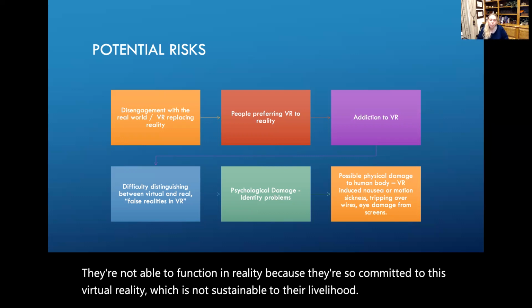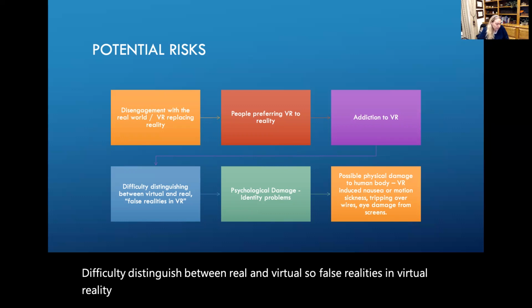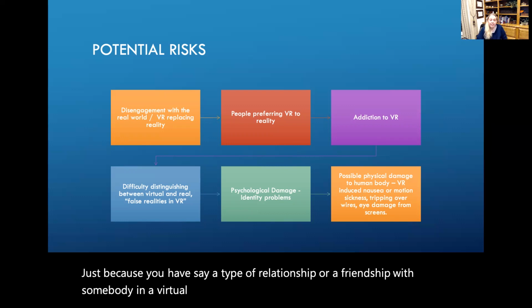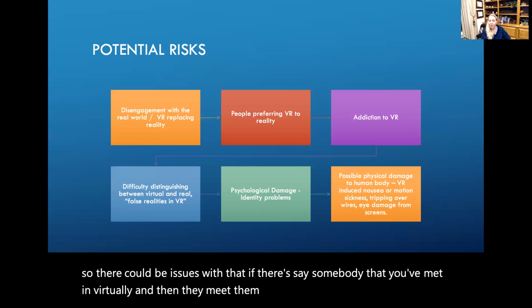Difficulty to distinguish between real and virtual. So, false realities in virtual reality. Just because you have, say, a type of relationship or a friendship with somebody in a virtual world, it can be very different in a physical world. And so there can be issues with that if there's, say, somebody that you've met virtually, and then you meet them in real life.